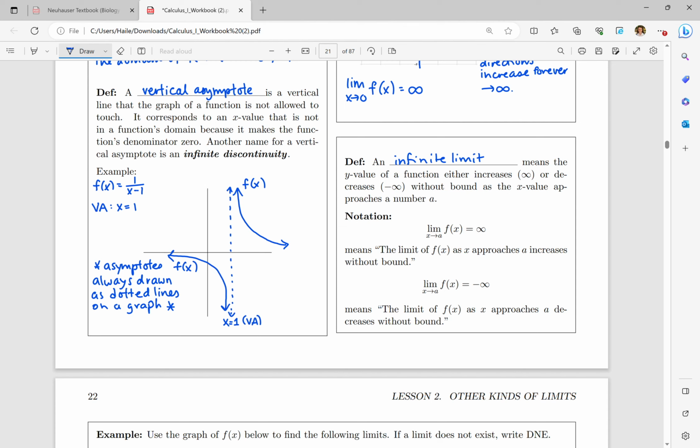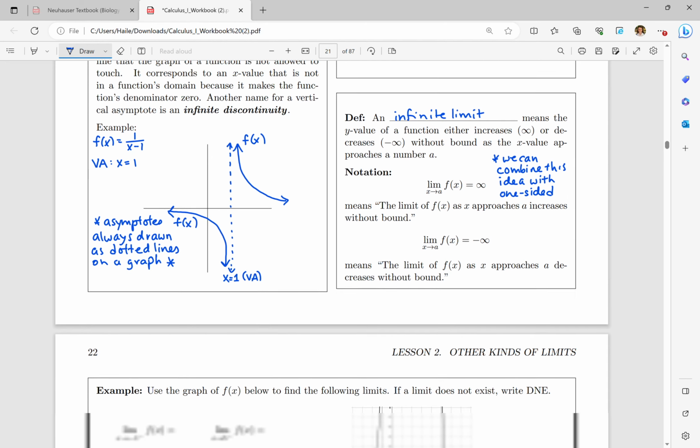Also, one important thing to note is we can combine this idea with one-sided limits. Here I didn't put any plus or minuses on the x going to a in both of these. However, we could think about just one side, the left side or the right side of an asymptote at one time. Just because you have an infinite limit doesn't mean you have to think about both sides. You can definitely have a one-sided case of an infinite limit as well. And we're going to see that in the next example.